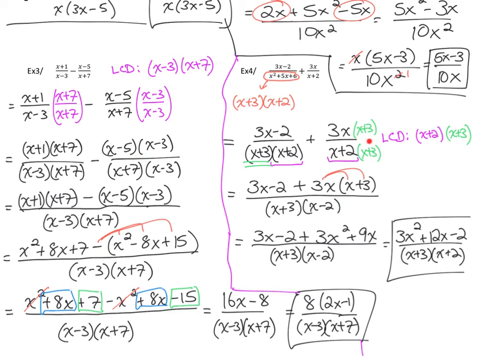Just remember that when you do combine these two fractions by adding or subtracting, there's only going to be one denominator. You don't write down x plus 3, x plus 2, x plus 3, x plus 2. You just write down the denominator once. Okay, from there you can distribute the 3x to the x plus 3 to get these two terms here. From there you can combine terms together, 3x squared, there are no other x squareds, 9x and 3x make 12x, and minus 2. And this polynomial here in the numerator and our answer for example 4 does not factor.